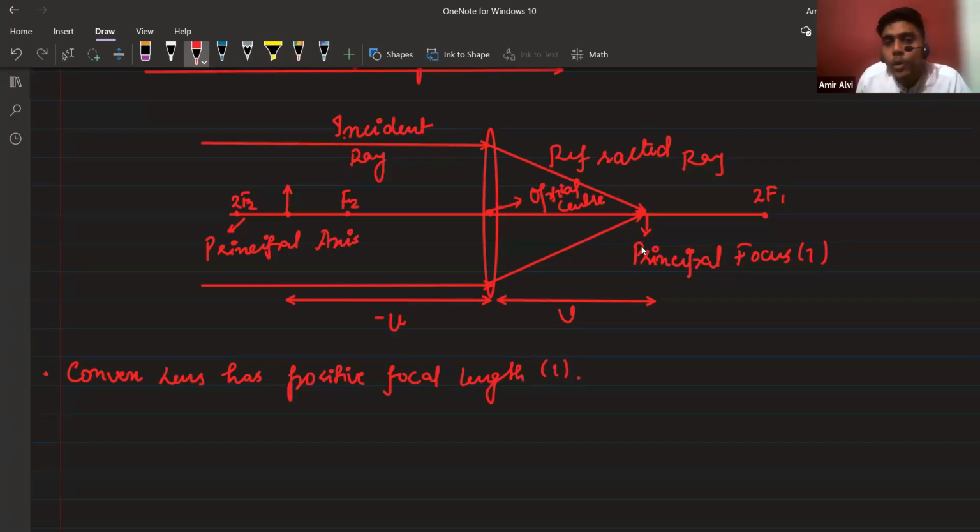I'm writing 1 here because 1 is positive. But suppose in some question the calculation involves a negative, like the principal focus 2. Then the principal focus will be negative because you are going in this direction. Yes or no? But we are not talking about the exception case. We are just talking about the normal case which we will handle in this class.